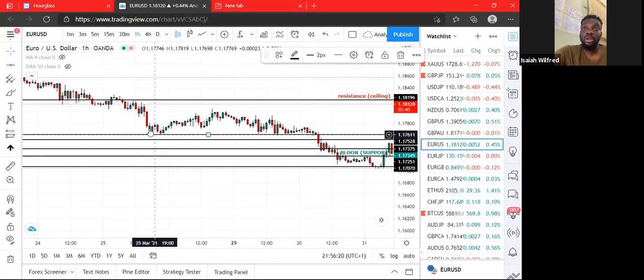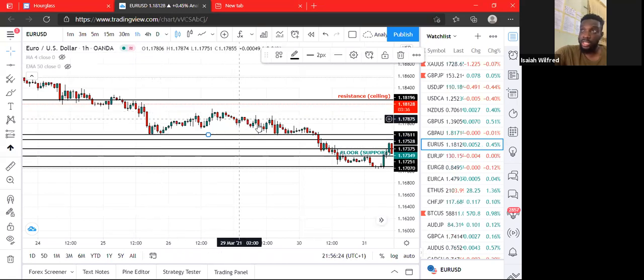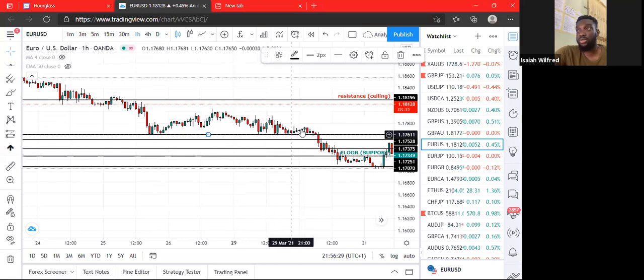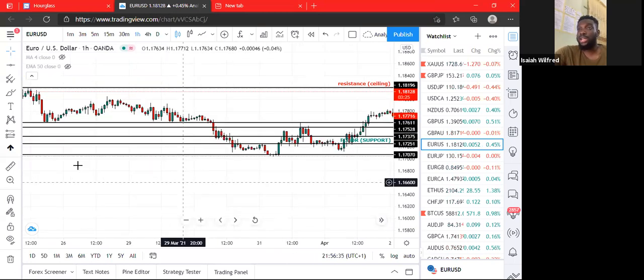And what happens now? I drew my line here, and if I check in the future, you're actually seeing price is still respecting this zone, just like that, before it finally broke through. So that's all I'm doing. That's the only thing I'm doing.